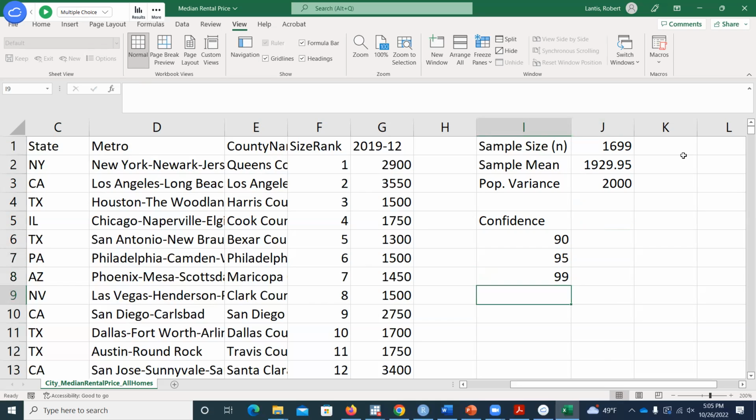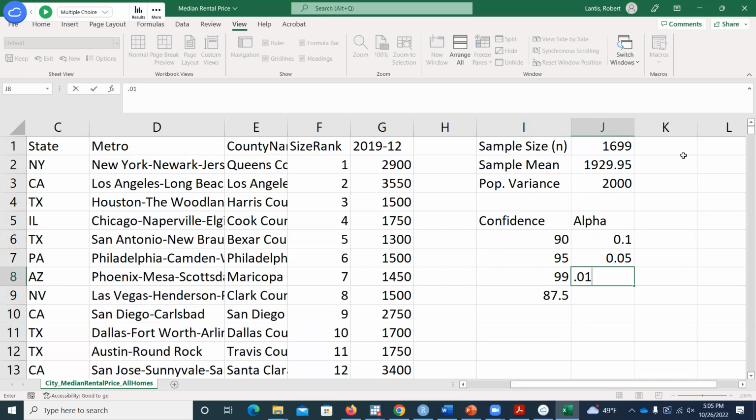In fact, I'll throw one down here that's kind of weird, just to prove that we can do this for anyone. So here, my alpha values would be what? 0.1, 0.05, 0.01, and this one would be kind of weird. This one would be what? An 87.5% confidence interval. So I'd have 12.5% outside of it, in decimal form, 0.125. Okay, I'm going to break this down into parts.